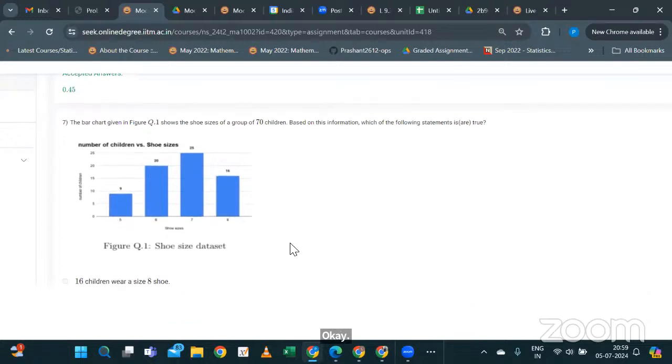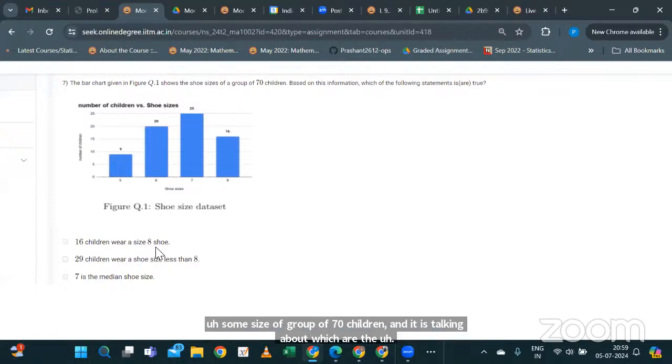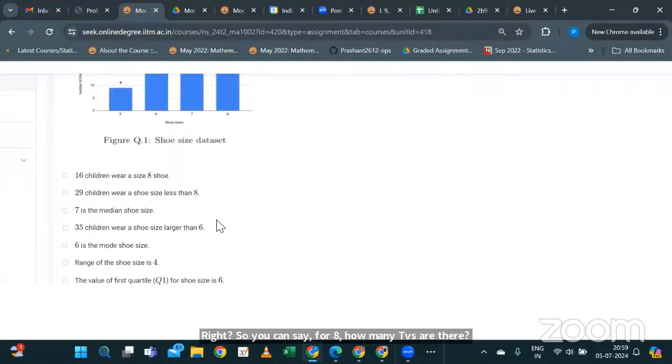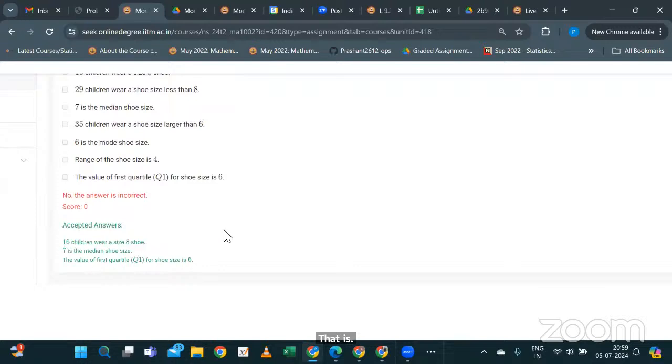So next question is a bar chart is given to you, showing shoe size of a group of 70 children, and it is asking which statements are true. It says 16 children wear shoe size 8 shoes, right? So you can say for 8, how many children are there? What is the length of the bar? It is 16. That means option A is correct. You can check the answer, yeah, option A is correct.